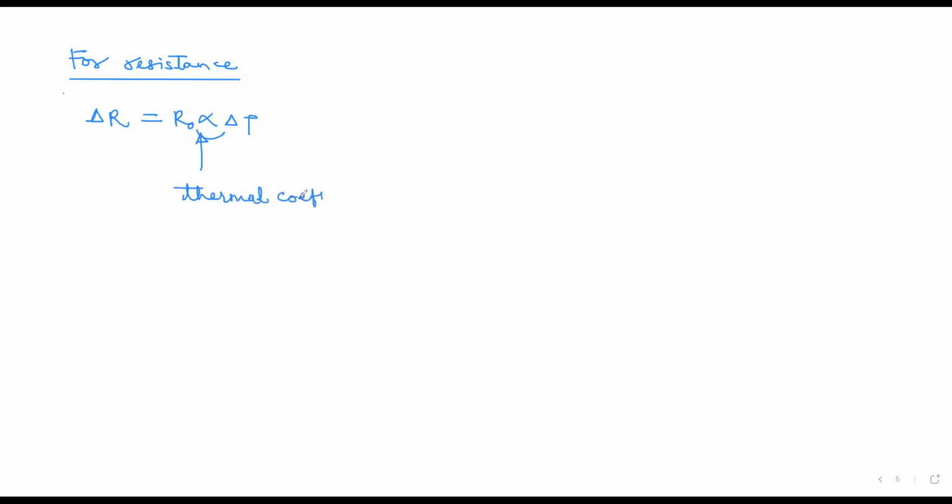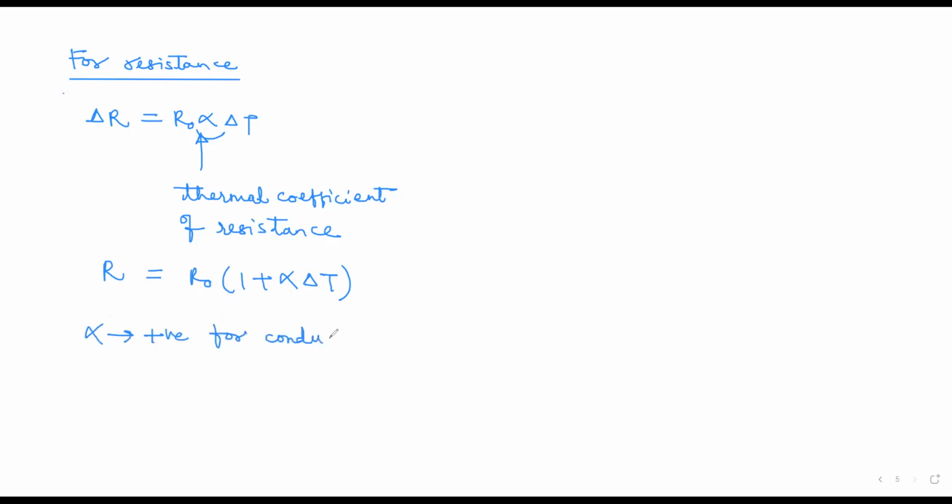Thermal coefficient of resistance, right? So the resistance R will be R naught times 1 plus alpha delta T. So you can see here that alpha is positive. All of you please remember, alpha is positive for conductors. So that means the resistance of a conductor increases when the temperature rises, right?